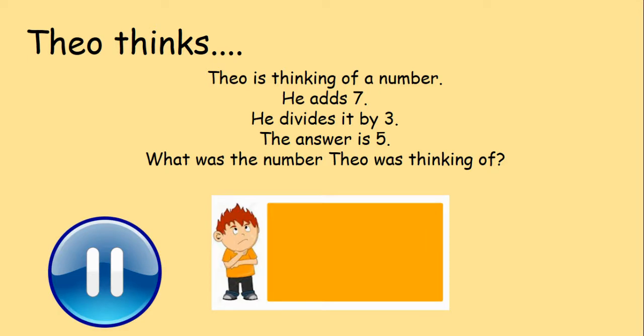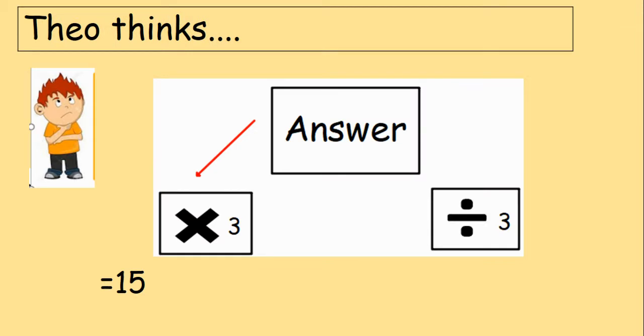Press pause now to have a go at this question, and then press play once you are ready to continue. Think about the methods you are going to need to use to arrive at your answer. Well done. I need to find the number Theo was originally thinking of. So therefore, I need to use the steps to do the inverse.